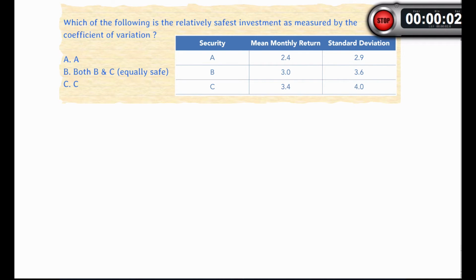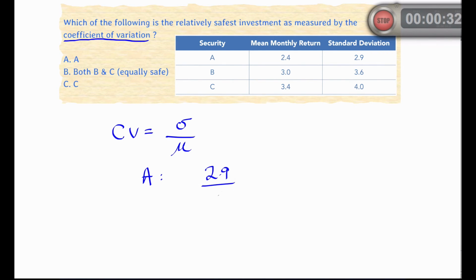Now this question has to do with coefficient of variation. Just as a quick recap, the coefficient of variation is the ratio of the standard deviation of a set of observations to their mean value. So in other words, we're measuring the amount of risk or standard deviation per unit of mean return. So let's compute the coefficient of variation for each of these investment options presented. And of course, the one with the lowest coefficient of variation will be our correct answer.